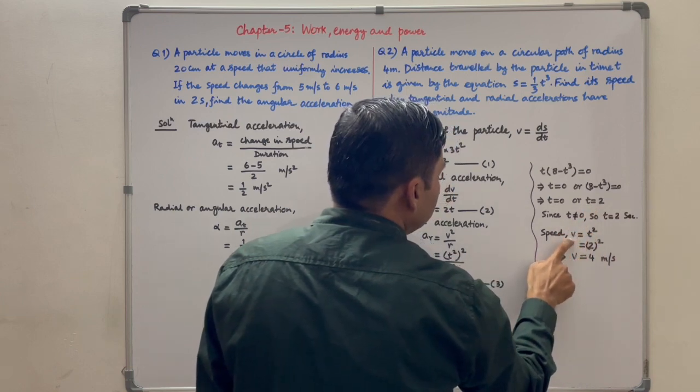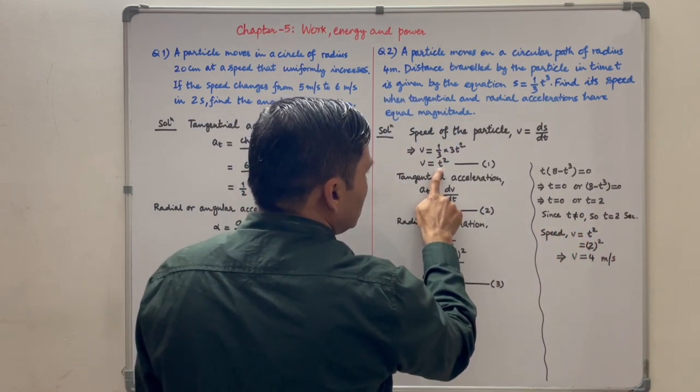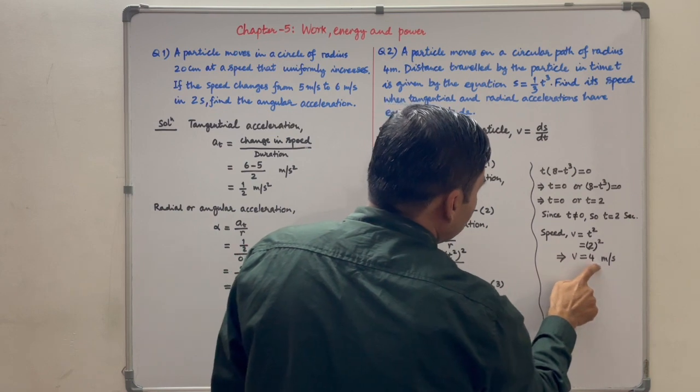So speed of the particle v is equal to t square. Put t is equal to 2. So v is equal to 4 meter per second.